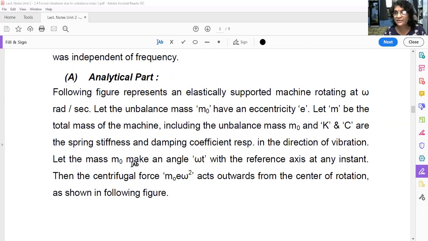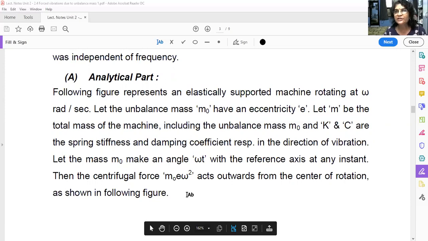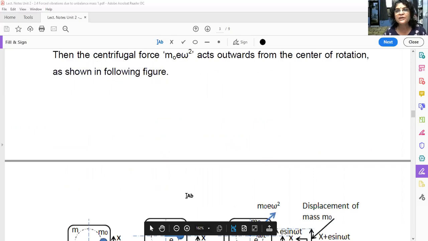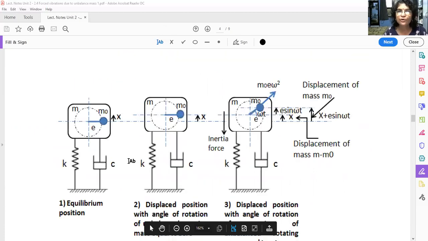It includes unbalanced mass m0 also. Let k and c be the spring stiffness and damping coefficient in the direction of vibration. Let the mass m0 make an angle omega t with the reference axis at any instant, and then the centrifugal force is acting outwards. So let us see these diagrams.